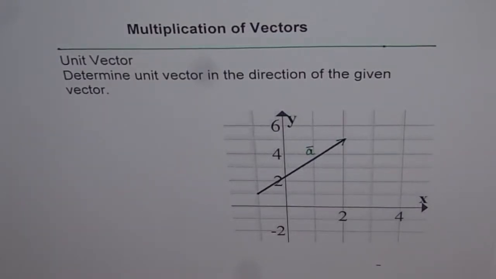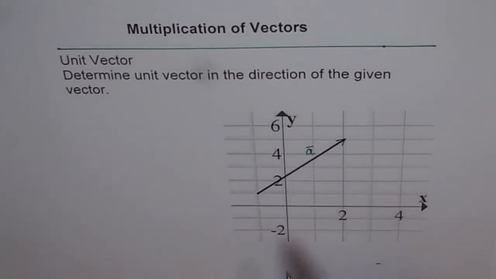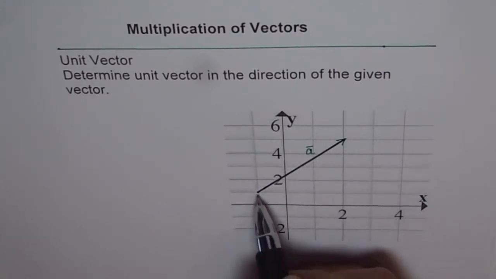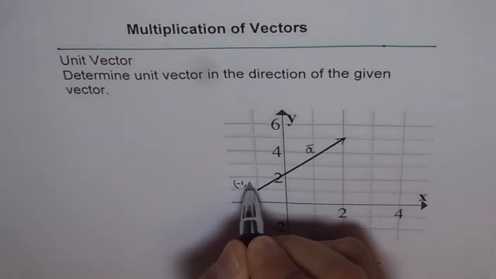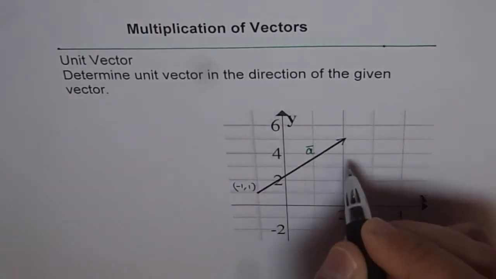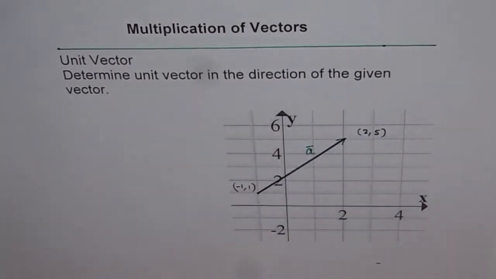Multiplication of vectors. Here is an application. We are trying to find a unit vector. So the question is, determine the unit vector in the direction of the given vector. We are given a vector A with tail at -1, 1 and head at 2, 5. There is our vector A.